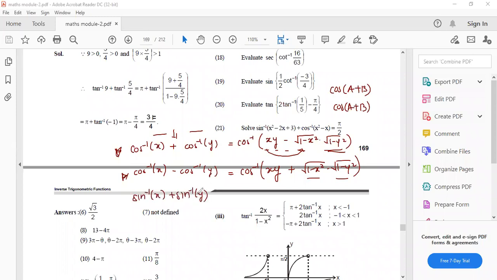What will be the formula of sin inverse x plus sin inverse y? Sin inverse of sin A cos B plus cos A sin B. So x into under root 1 minus y square plus y into under root 1 minus x square. I do not remember the formula, but looking at this and looking at the basic concept, I surely tell you that this can be the formula. And sin inverse x minus sin inverse y will be sin inverse of x under root 1 minus y square minus y under root 1 minus x square. Got it, all of you?